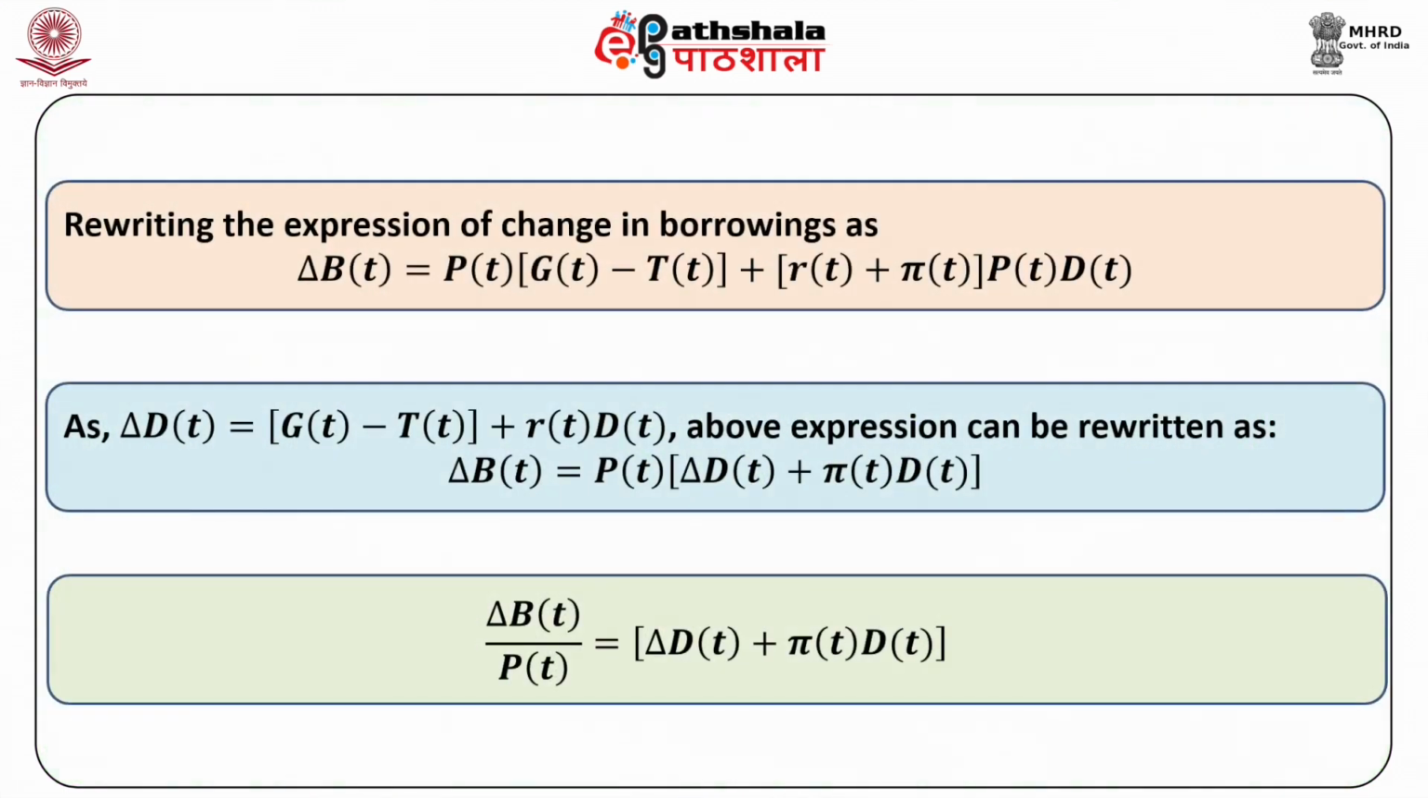From this, we may rewrite this expression of change in borrowings as delta Bt is equal to Pt into Gt minus Tt plus rt plus pi t into Pt into Dt, as delta Dt is equal to Gt minus Tt plus rt into Dt.